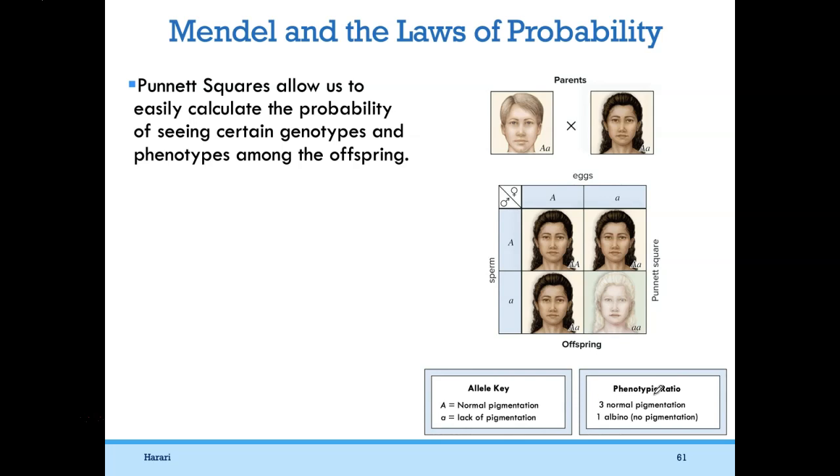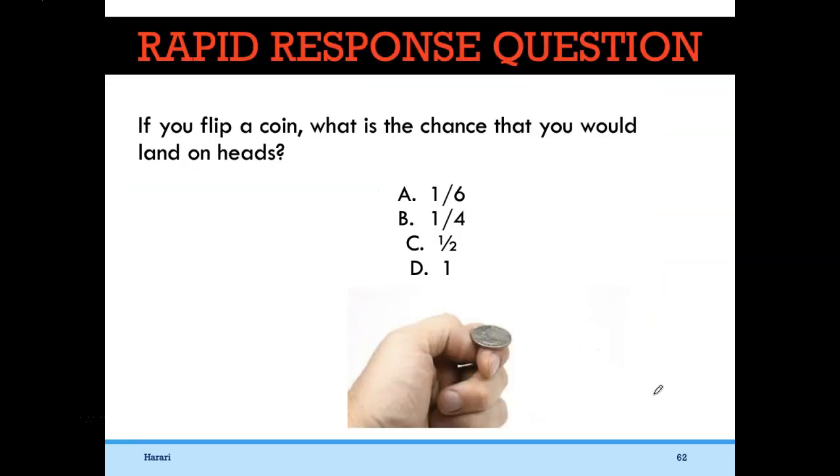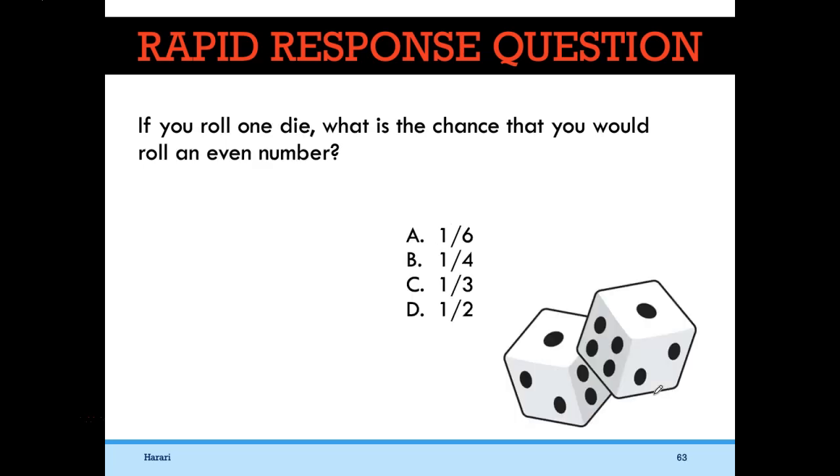So Punnett squares allow us to easily calculate the probability of seeing certain genotypes and phenotypes among offspring. So let's review some probability basics before finishing up this section. If you flip a coin, what is the chance that you would land on heads? So I hope you would say C, right? If you roll one die, which has 6 sides, what is the chance that you would roll an even number? So for this, you would know that there are 6 sides to a die, 3 of which are even. So you have a 3 out of 6 chance, which is 1/2, or a 50% chance of rolling an even number.